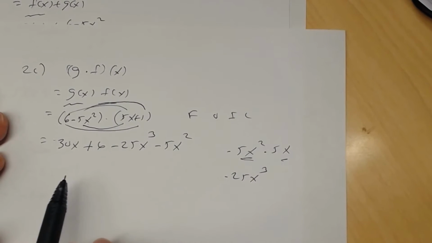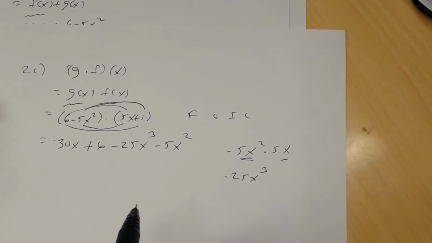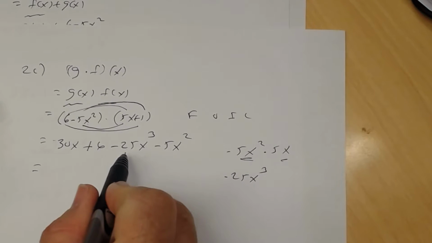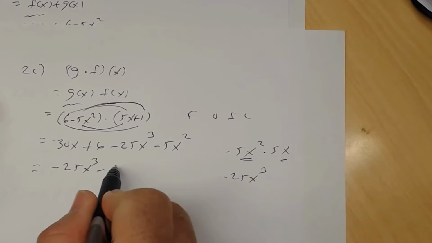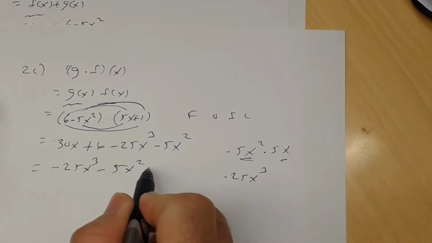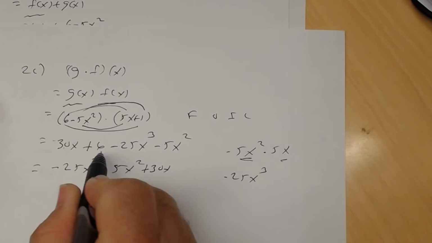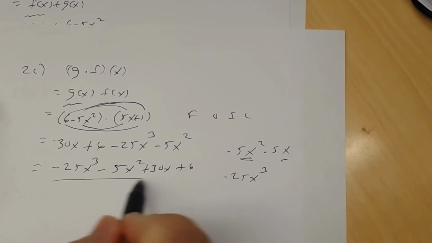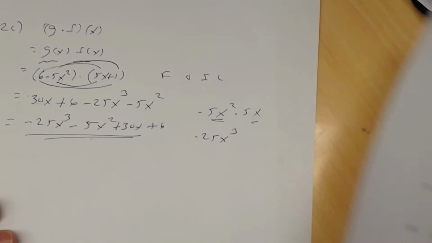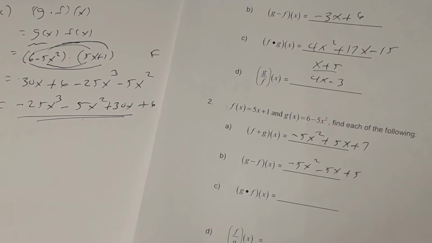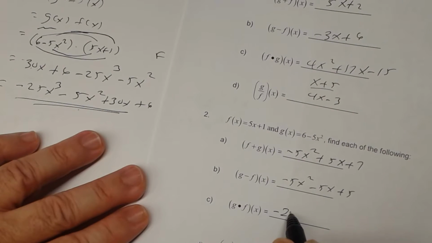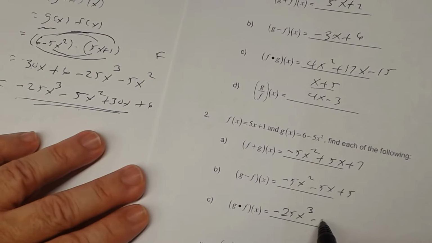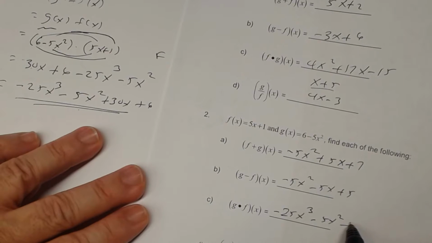And notice none of those terms are alike. They're all different. So I'm going to just go ahead and put them in descending order. So I'm going to put the x cubed term first. That's minus 25x cubed, then the x squared term, then the x term, and then your constant. All right, so those 4 terms, this polynomial is going to go here. So that's negative 25x cubed minus 5x squared plus 30x plus 6.